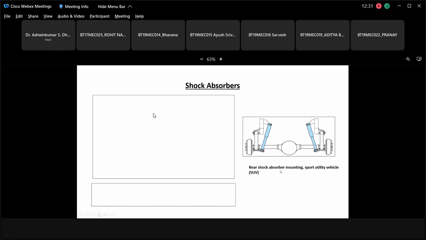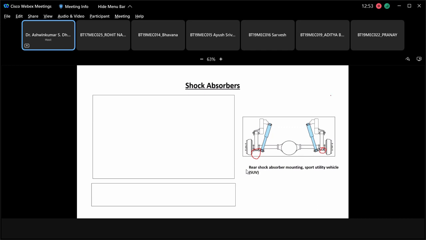This is the rear shock absorber mounting in a sports utility vehicle. Such a suspension system is used in sports utility vehicles. Here at this particular location, you can fit the lift spring as well. And this is the shock absorber.